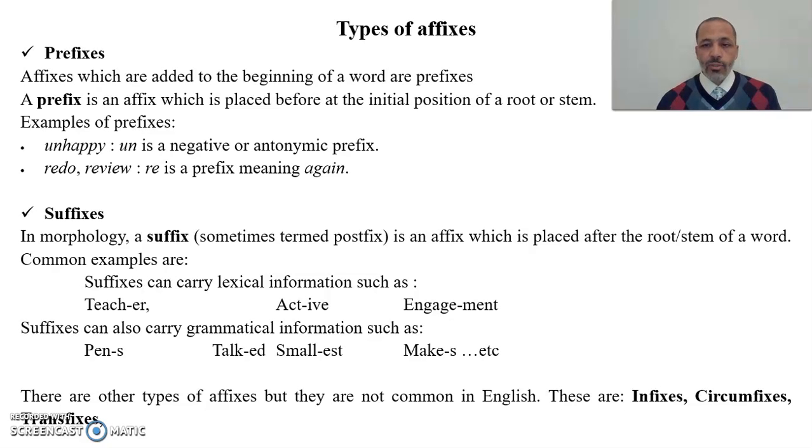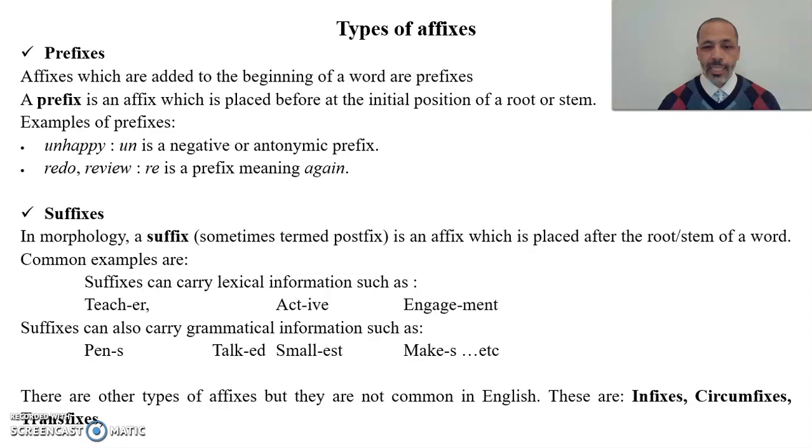Now, what are the types of affixes? We have seen before the types of roots, and we said that roots can be consonantal or syllabic. There are also types of affixes. The famous ones that you know, as students of English, are prefixes and suffixes, and they are easy to understand. The prefix is an affix which is added to the beginning of a word, like un in unhappy, like re in review, redo, and so on. These are prefixes.